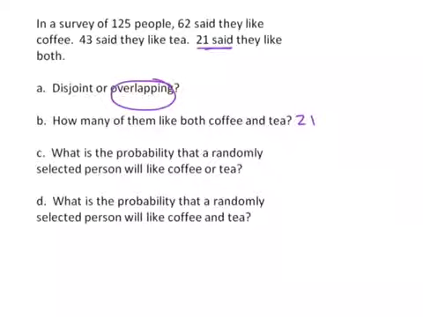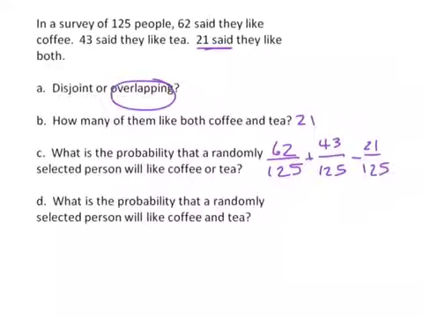Well, we have 62 people out of 125 that like coffee. Plus, we have 43 people out of 125 that say they like tea. But we need to subtract the people who said they like coffee and tea, which was 21 people. So that will be 84 out of 125. So again, if we randomly selected a person from this survey, there is 84 over 125, or 67.2% likelihood that they will like coffee or tea.